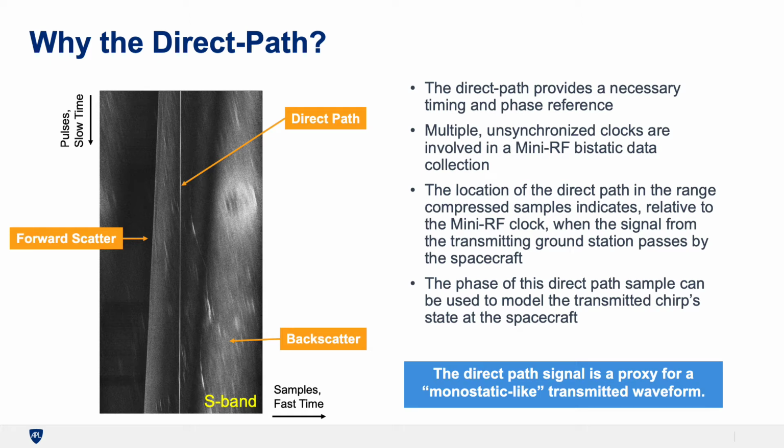So why do we want to define the direct path? Well, the direct path allows us to treat the bistatic radar like a monostatic one. If we know the timing and phase of the transmitted signal at the spacecraft, we can then model the transmitted chirp state at the spacecraft.